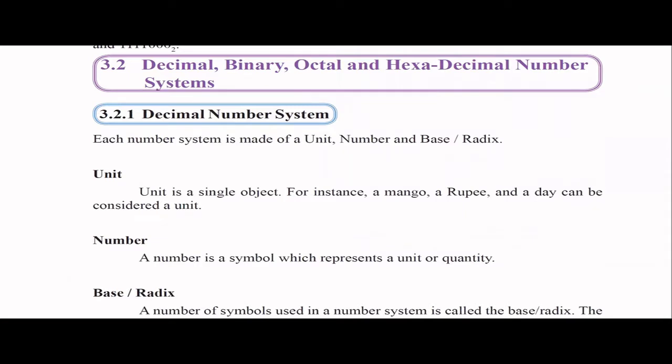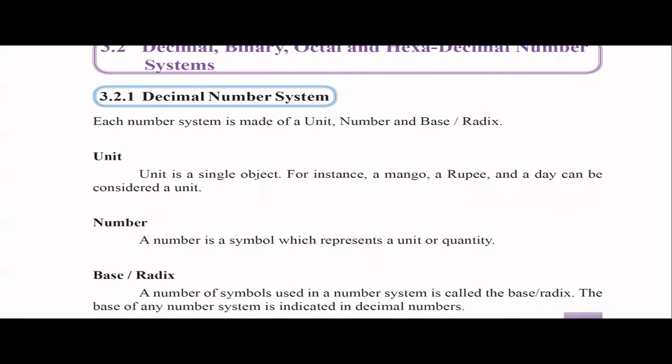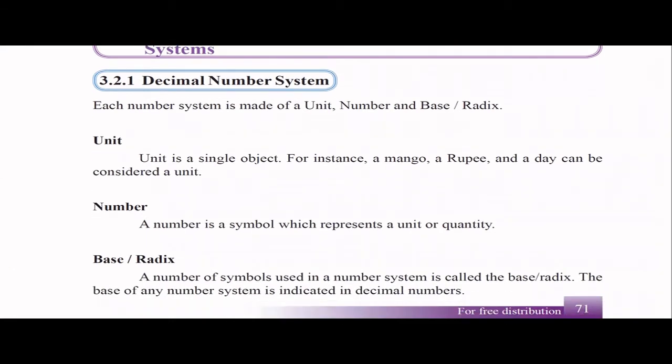Okay, I told you in this chapter we are going to talk about 4 number systems: decimal, binary, octal, and hexadecimal. We'll start with the decimal number system. Before going to it, in this chapter you will have these words: unit, number, and base. A unit is actually kind of a digit, like a single object, like a mango or a rupee. So this is a unit.